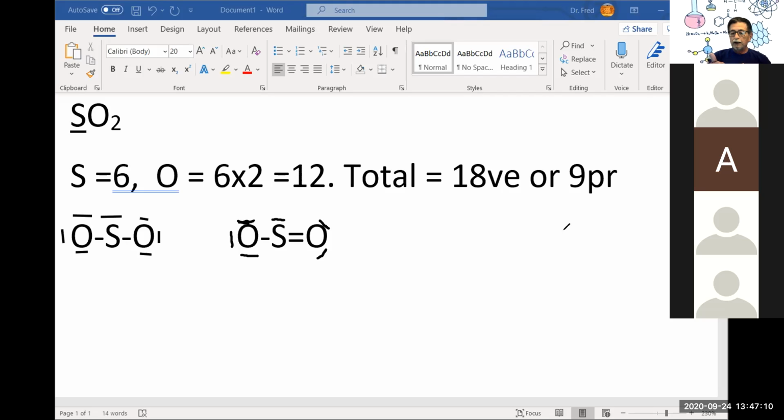The oxygen on the right side with the double bond has 8. Sulfur in the middle has 8. And the oxygen on the left has 8. I still have 9 pairs, so I'm good to go. Everybody has the octet fulfilled. Now I write my general formula. What would be my general formula here?